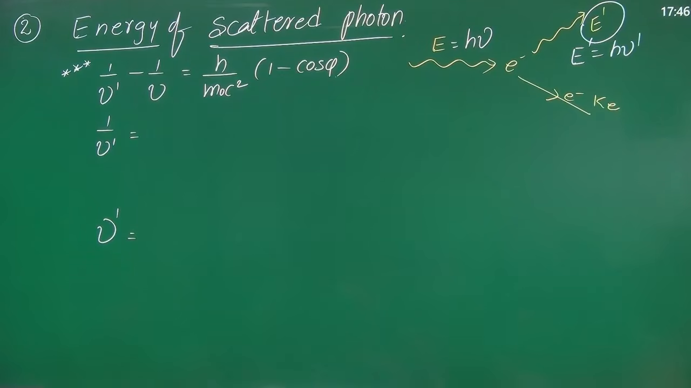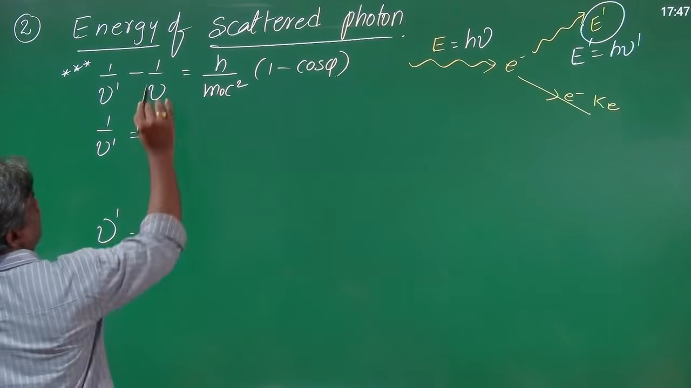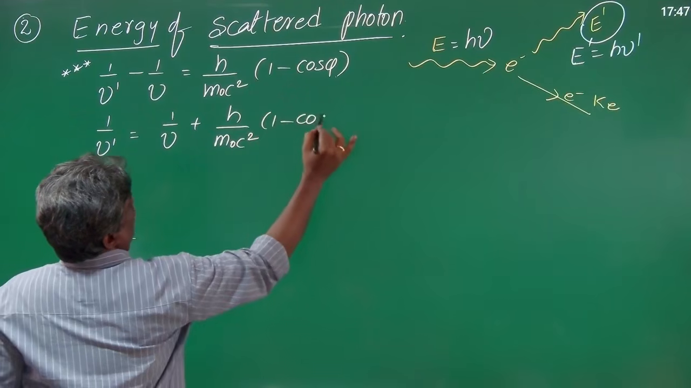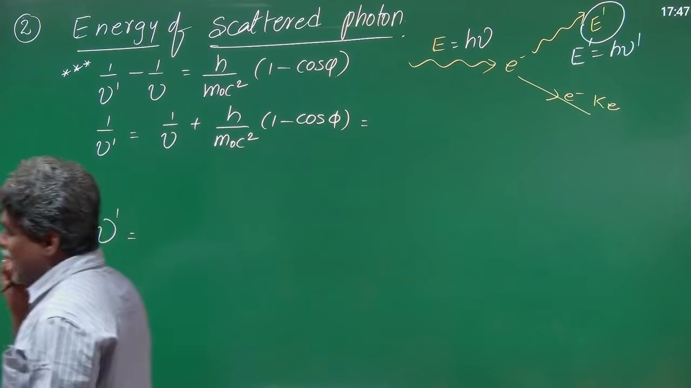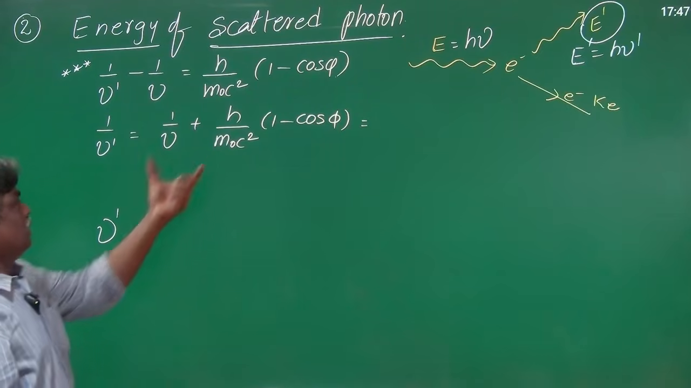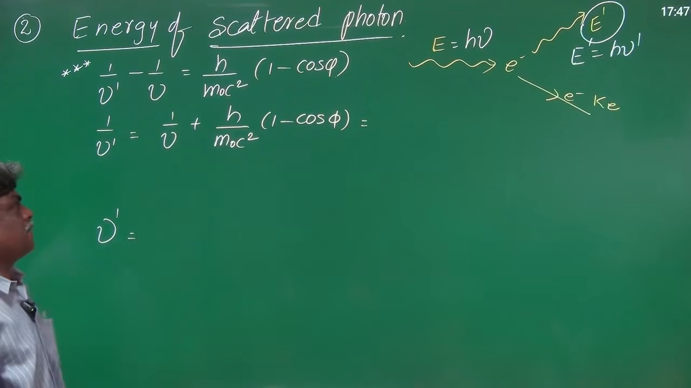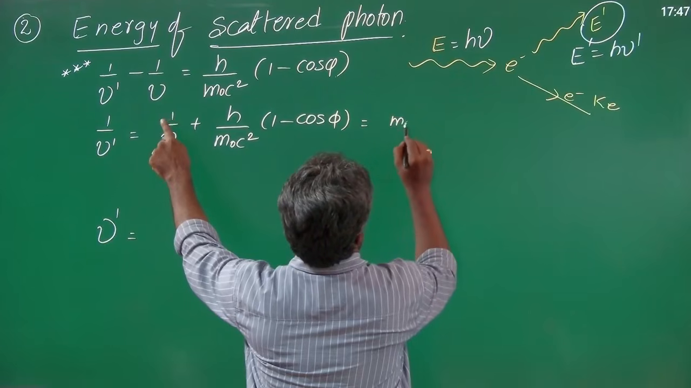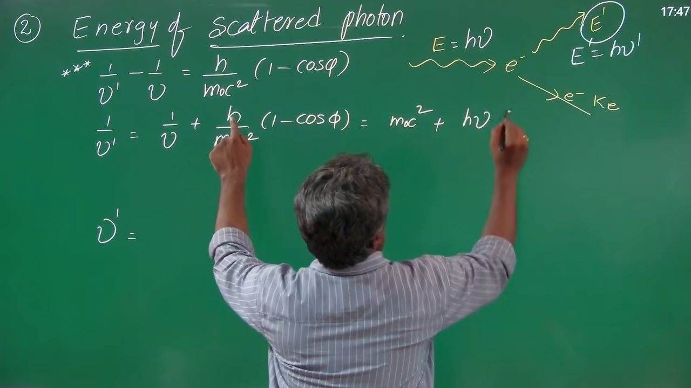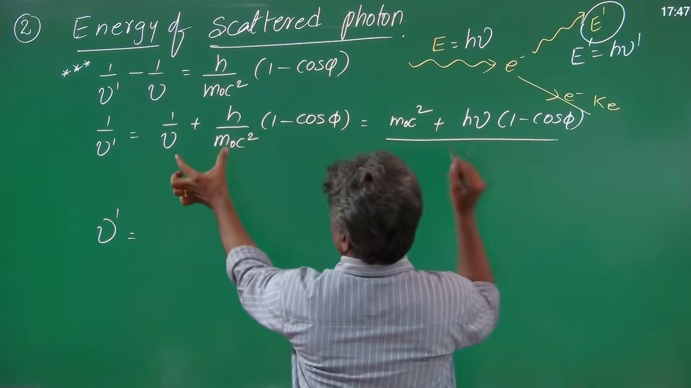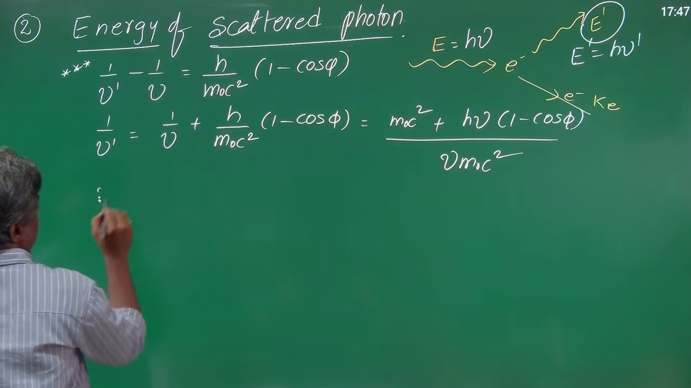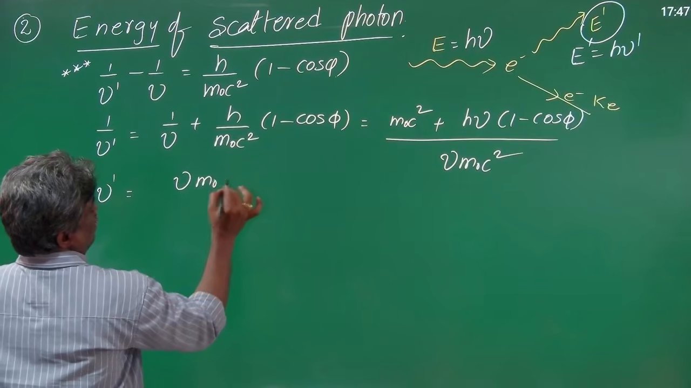Simplify the above step. Here the terms are different, so just cross multiply. Multiply these two, bring this here, plus bring this here, by multiplying both. Now reverse it, reciprocate it. Don't copy, don't copy.